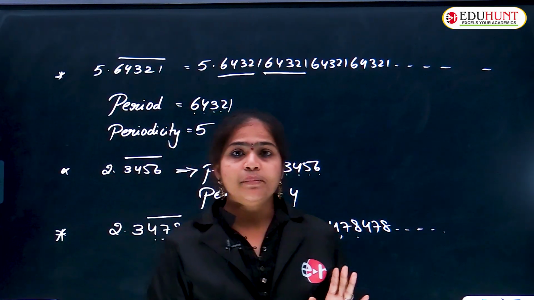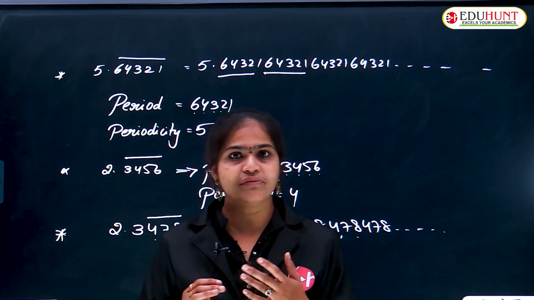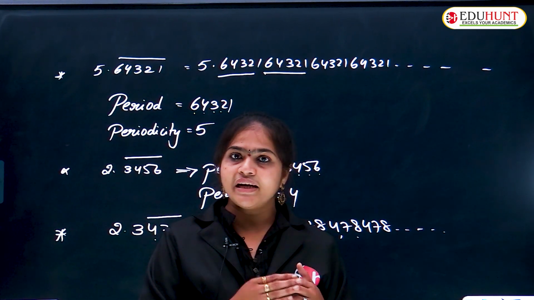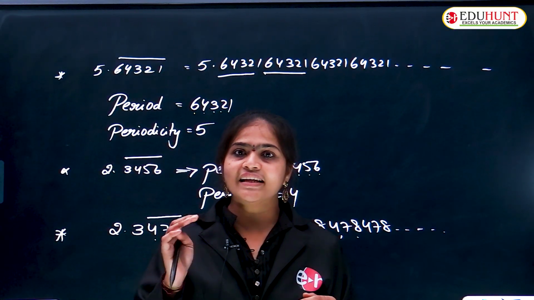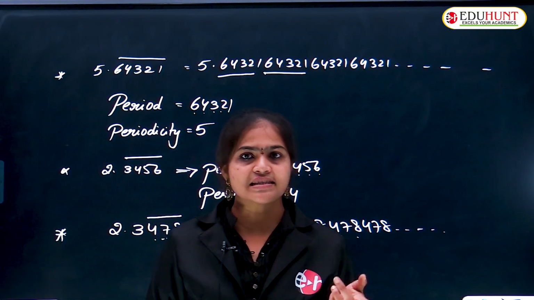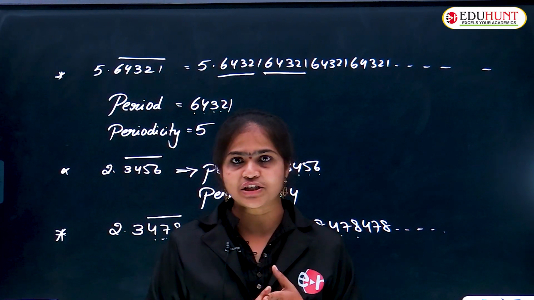Terminating decimals we can convert into a rational number, we know that. That's why we call them rational numbers. Non-terminating recurring decimals are there too. How to convert non-terminating recurring decimals into a rational number? That concept we will discuss in the next video, along with the comparison of rational numbers.